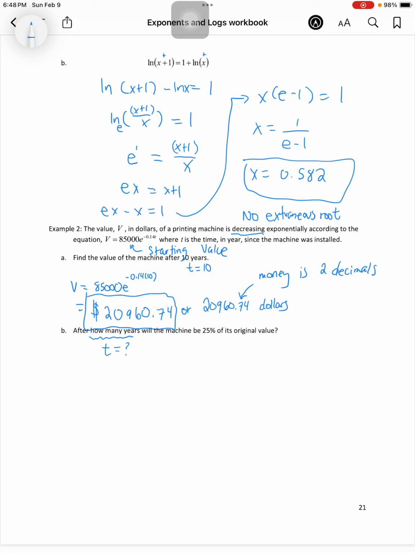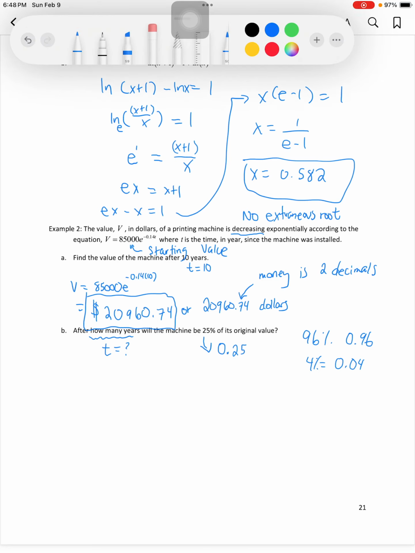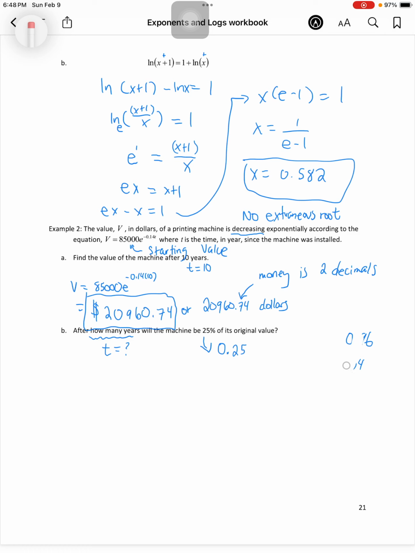So here it says the machine will be 25% of its original value. So 25% in decimal form is just going to be 0.25. Whenever you see a percentage, there'll always be a 0 in front of it. For example, if I give you 96%, that's just 0.96. If I give you 4%, do not write 0.4. This would be 0.04. So it's always going to be some form of a 2-digit decimal. But that's just a little tip. If this is a little confusing for you, I could go over it in person.